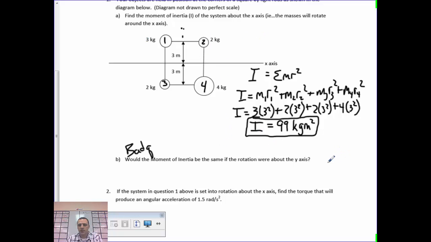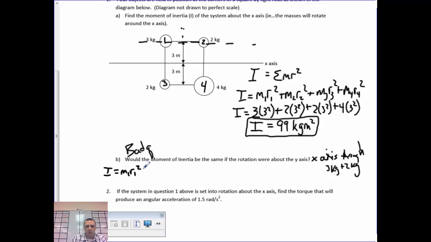So let's do that question. We'll say the x-axis goes through the 3 kilogram and 2 kilogram, sorry about the writing. So that would be like up here. If that happened, we would say I equals m1 r1 squared plus m2 r2 squared plus m3 r3 squared plus m4 r4 squared.